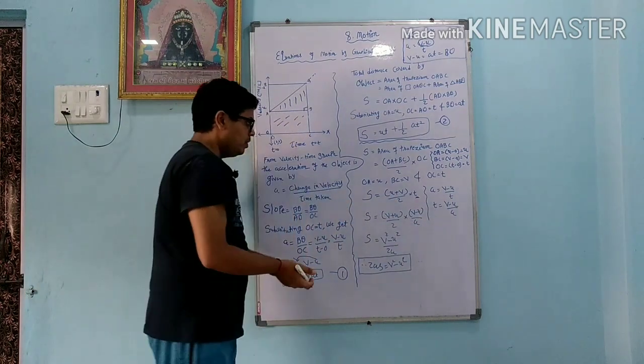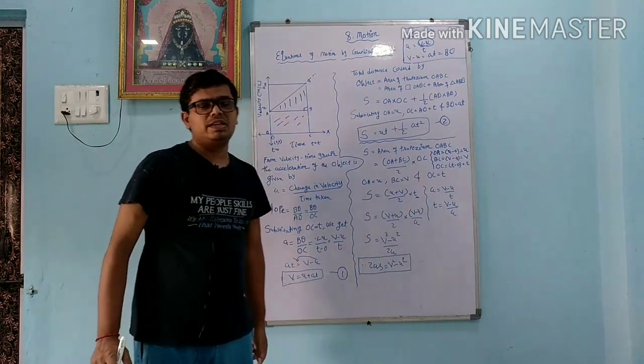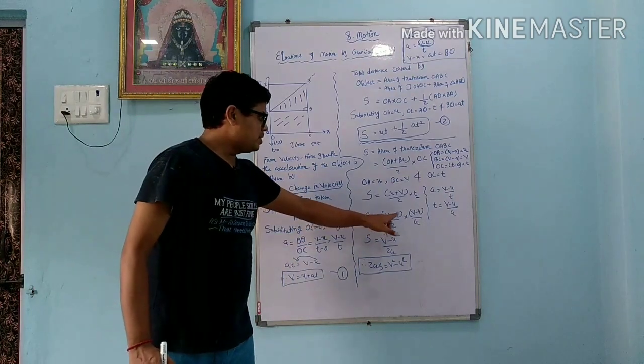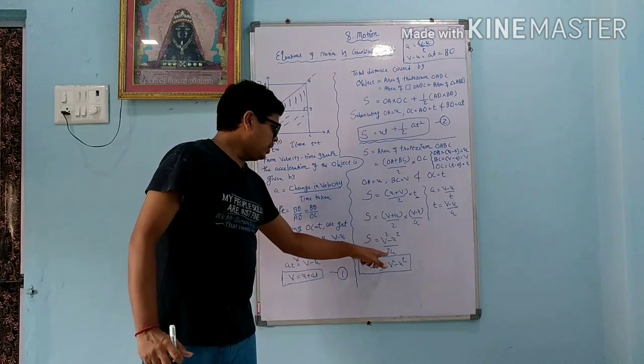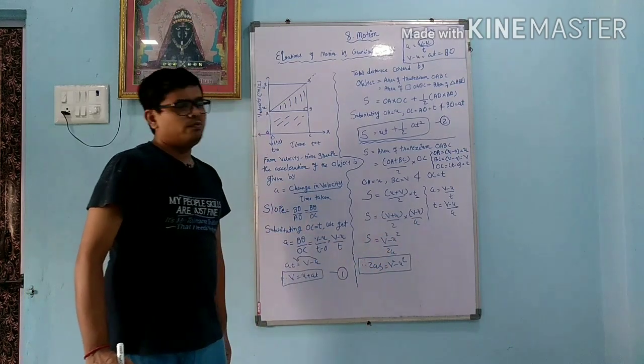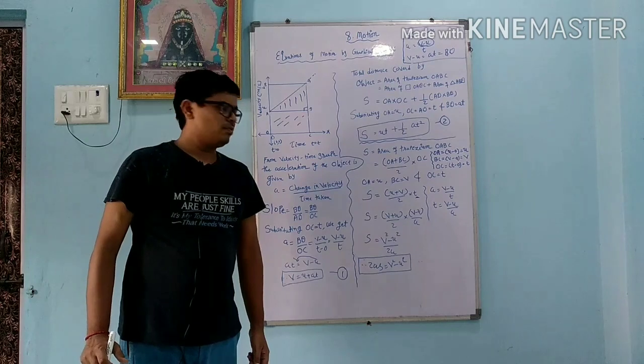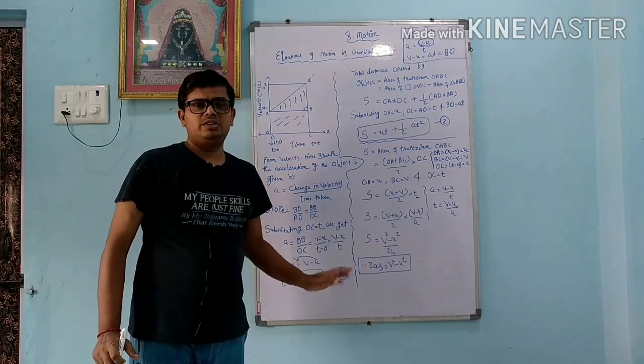We know that A plus B and A minus B is A square minus B square. In the same way, V plus U and V minus U is V square minus U square, over 2A. Now we will do cross multiplication, so we get 2AS equals V square minus U square. So this is all about the three equations.